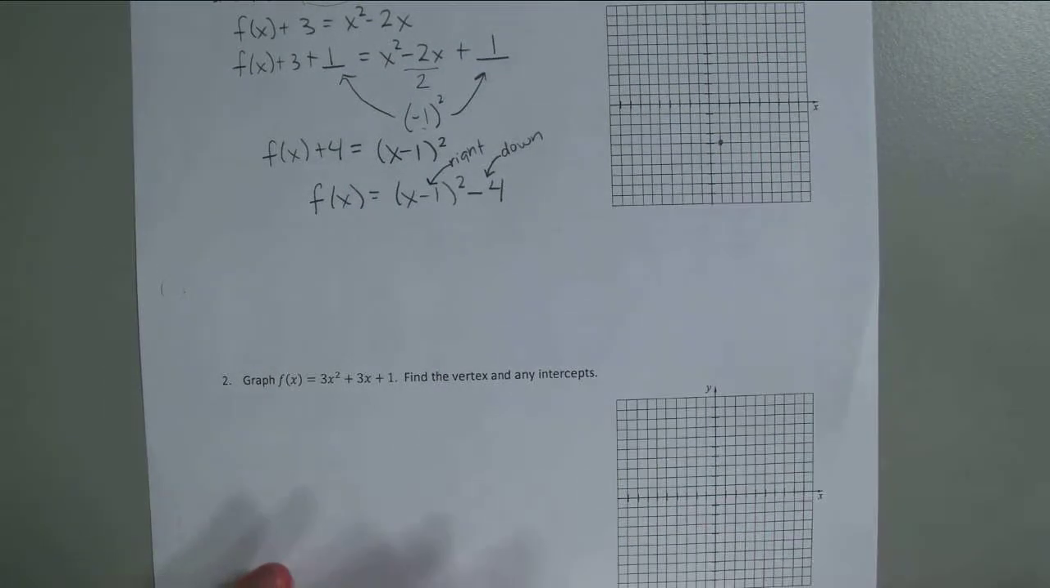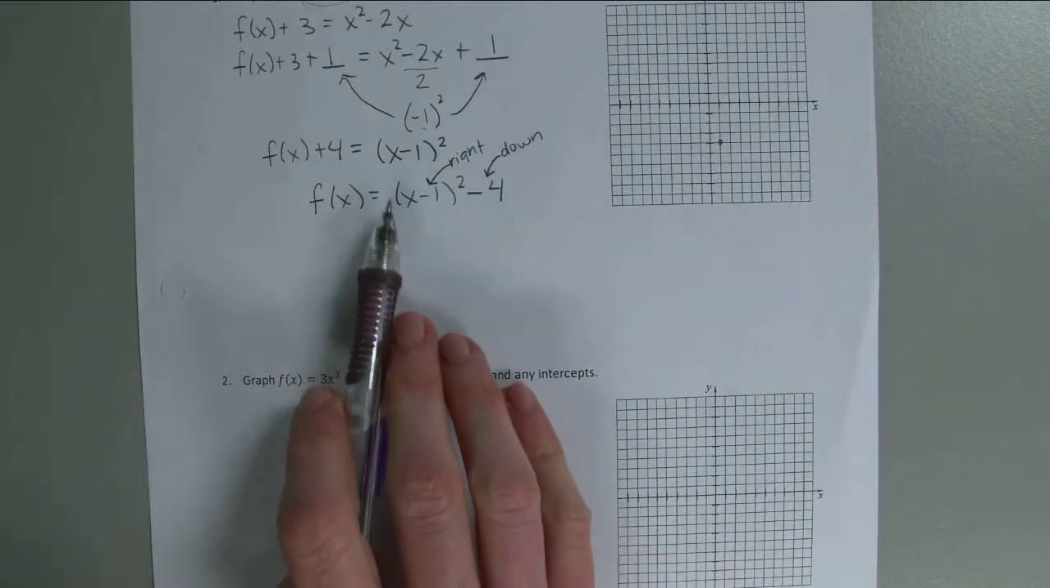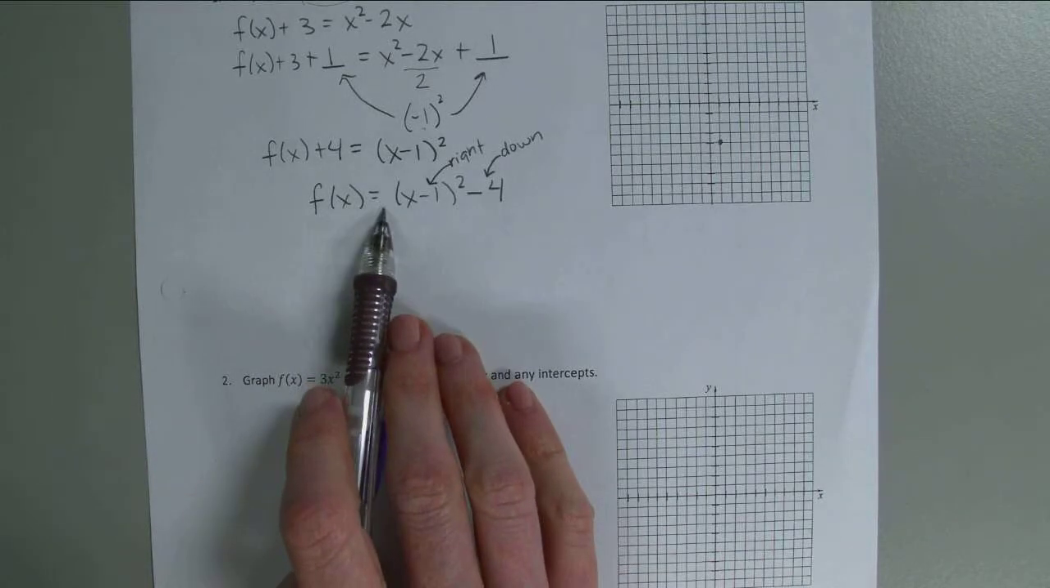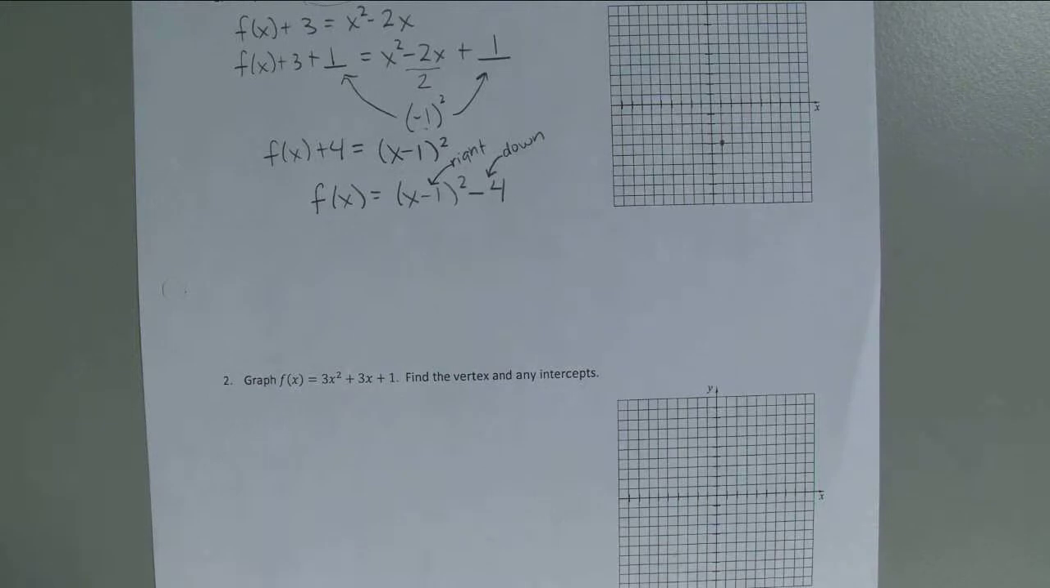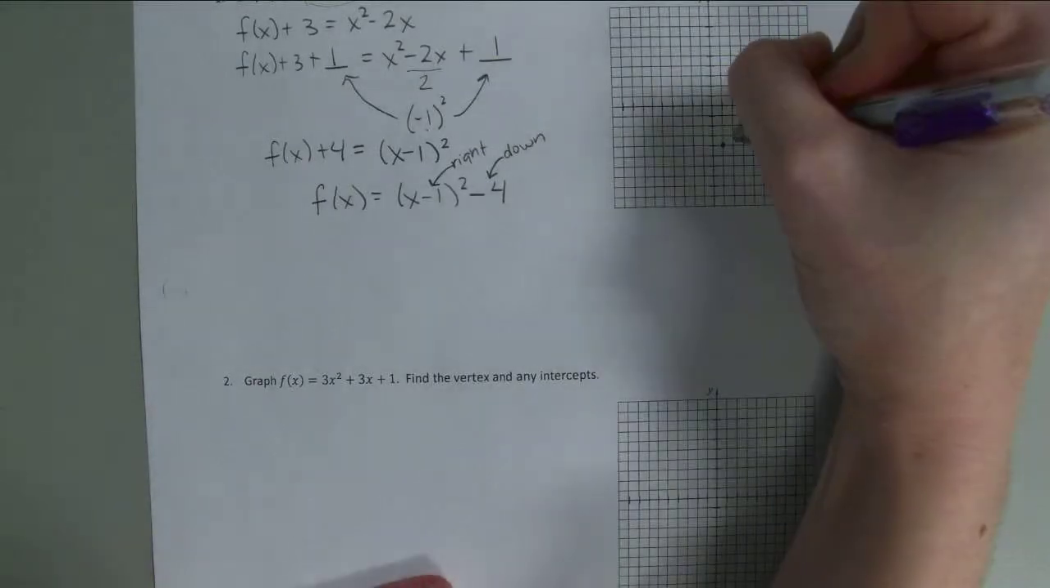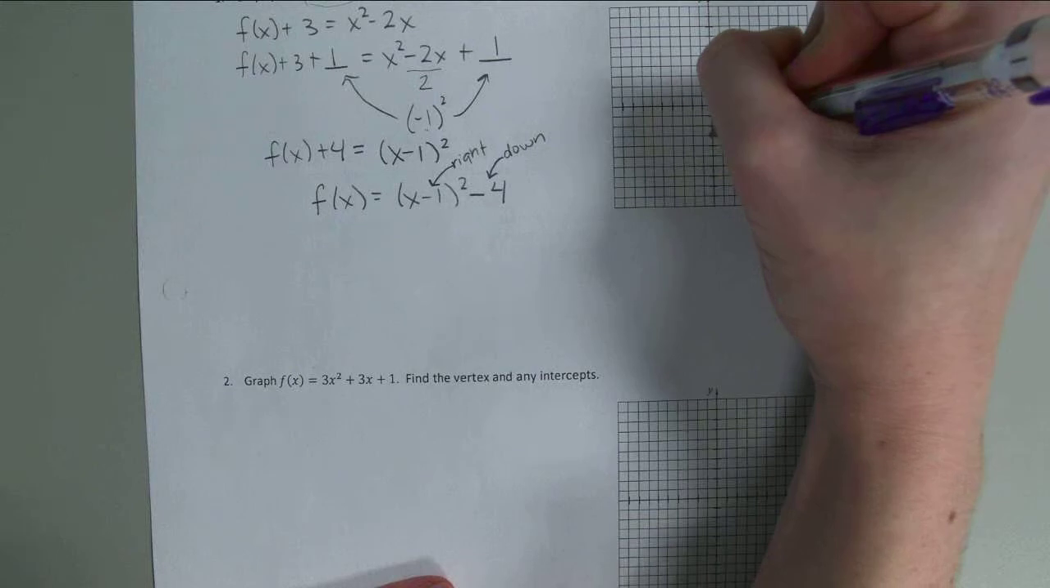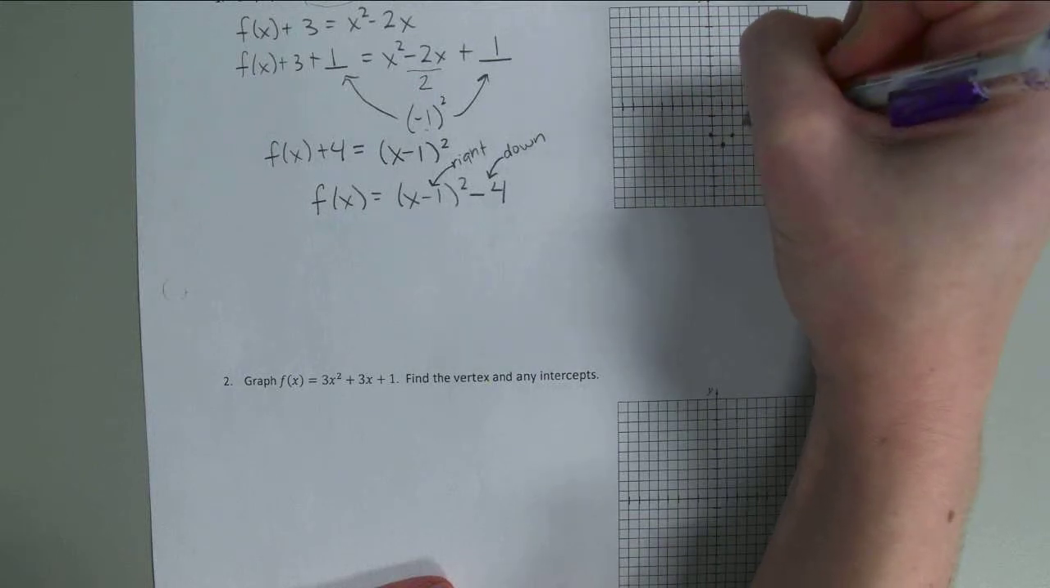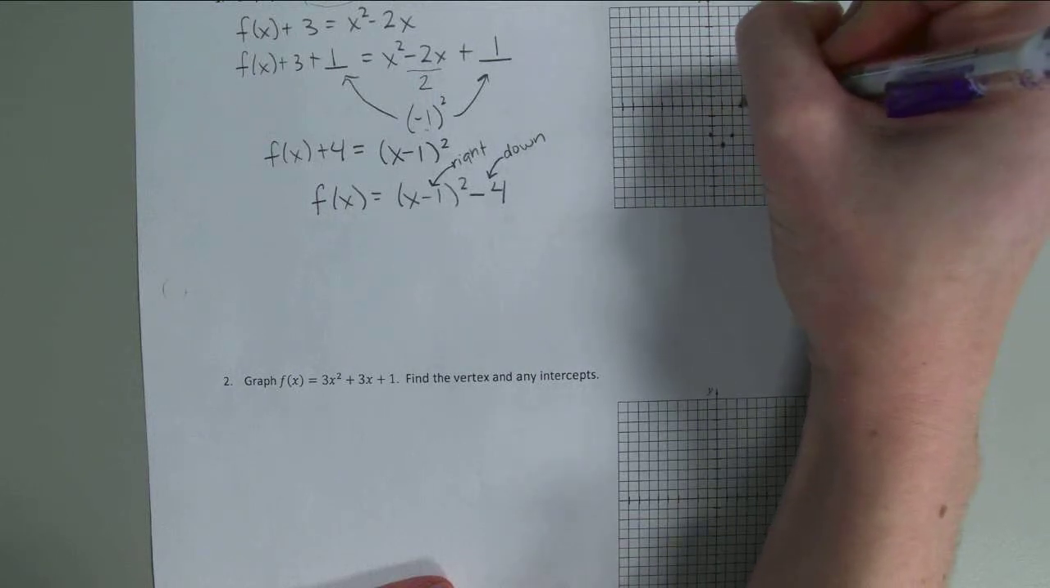Alright, your next move is to graph your other ordered pairs. But notice the value of a is just a positive 1, meaning we're going to open up and it's nothing stretched or widened, and we're just going to go over 1, up 1 from the vertex, over 2, up 4 from the vertex. So over 1, up 1 from the vertex, over 2, up 1, 2, 3, 4.